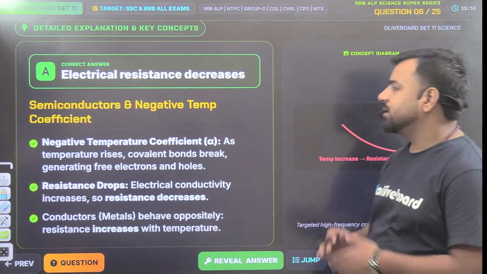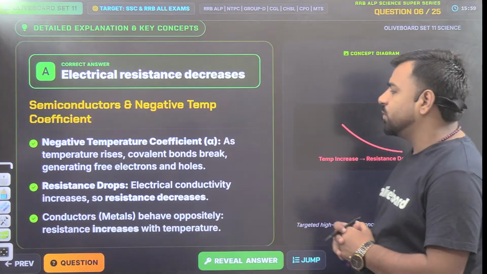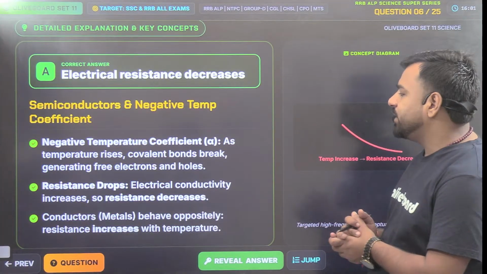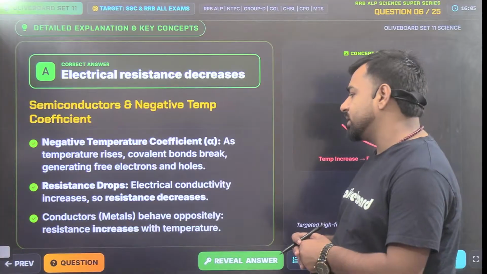The explanation is negative temperature coefficient. As temperature rises, covalent bonds break. It generates the free electrons and holes. Resistance drops, electrical conductivity increases, so resistance decreases.